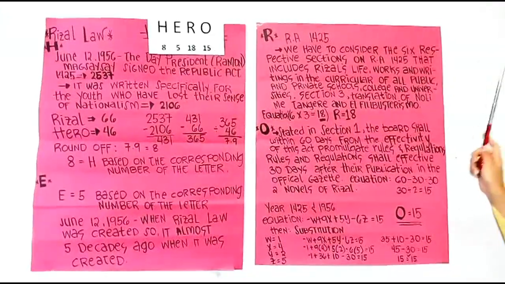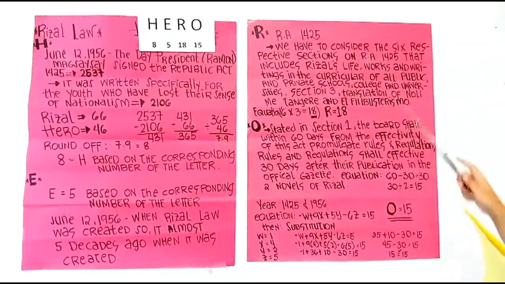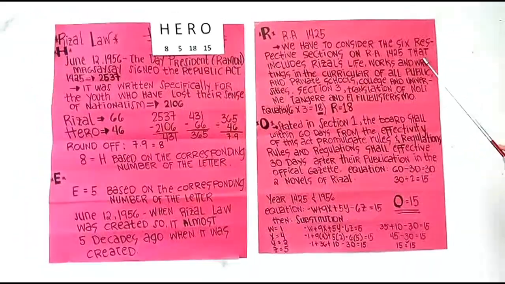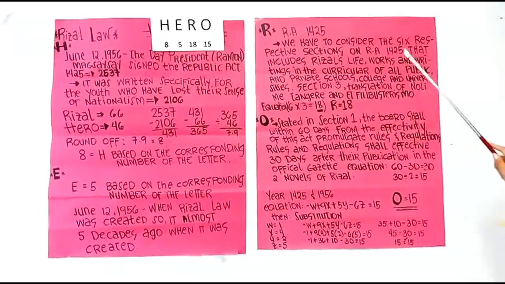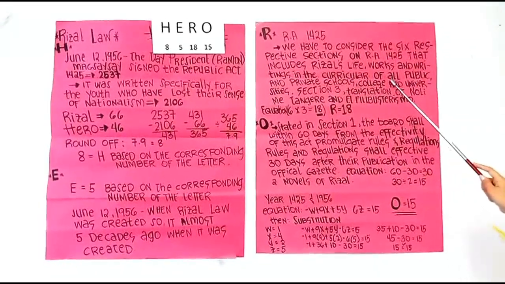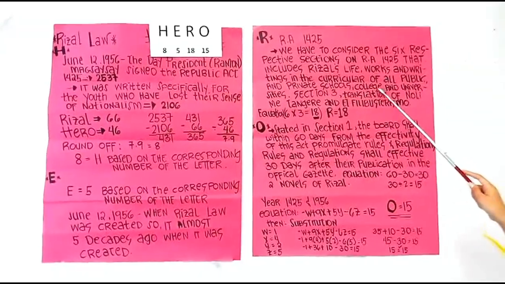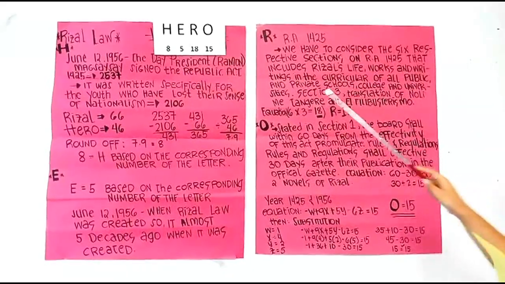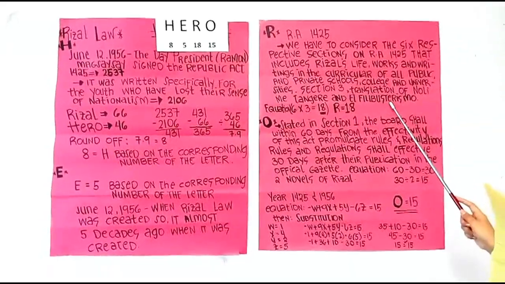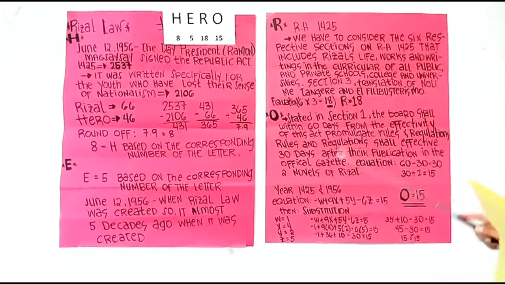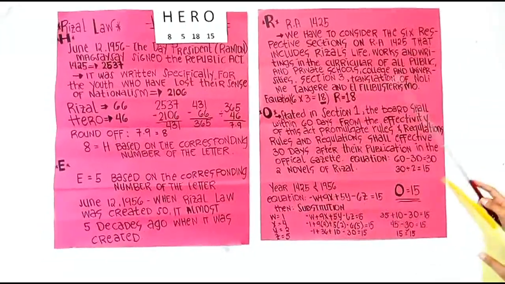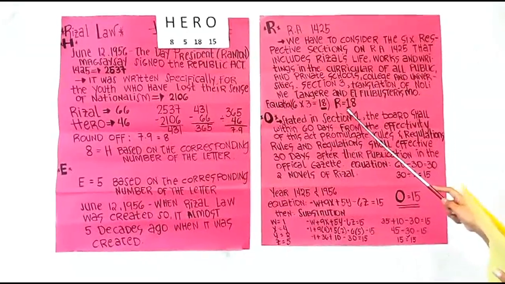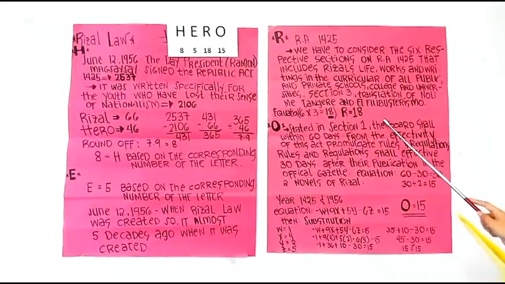Okay, so according to the Republic Act 1425, we have to consider the 6 respective sections of the Republic Act 1425 that includes Rizal's life, works, and writings in the curricular of all public and private schools, college, and universities. In Section 3, the translation of Noli Me Tangere and El Filibusterismo into English, Tagalog, and principal Philippine dialect. So we simply multiply 6 times 3 is equals to 18, which is the letter R to the word hero.